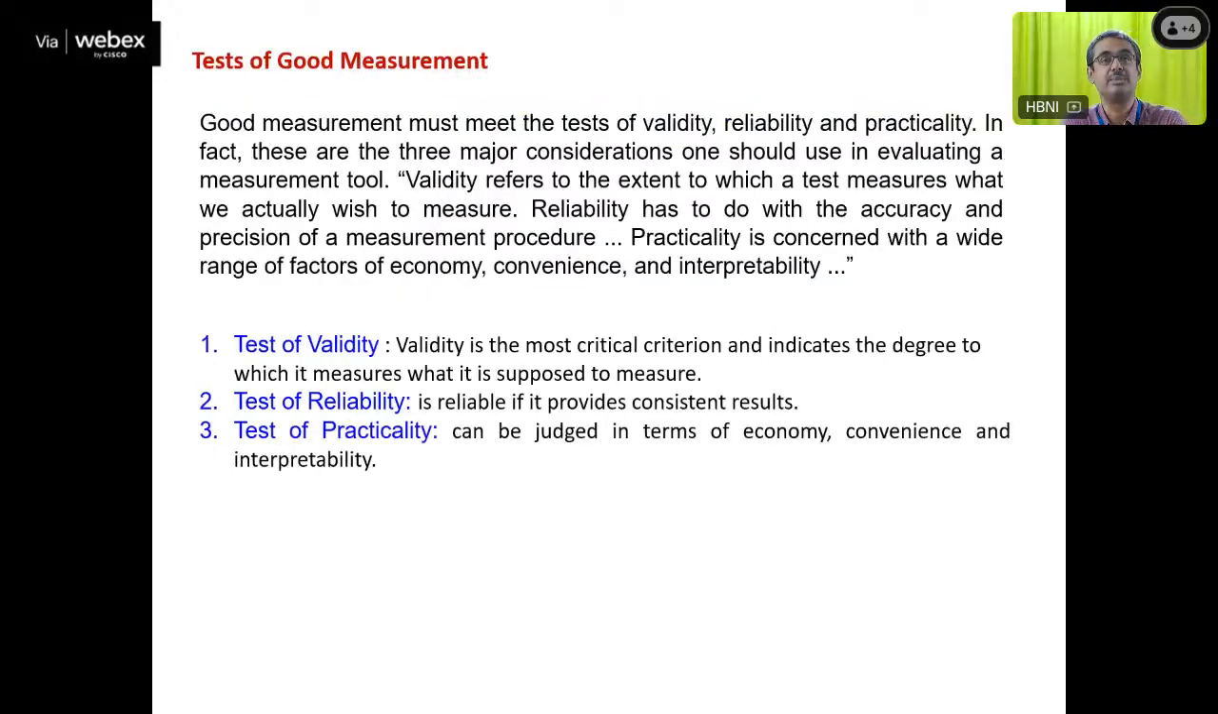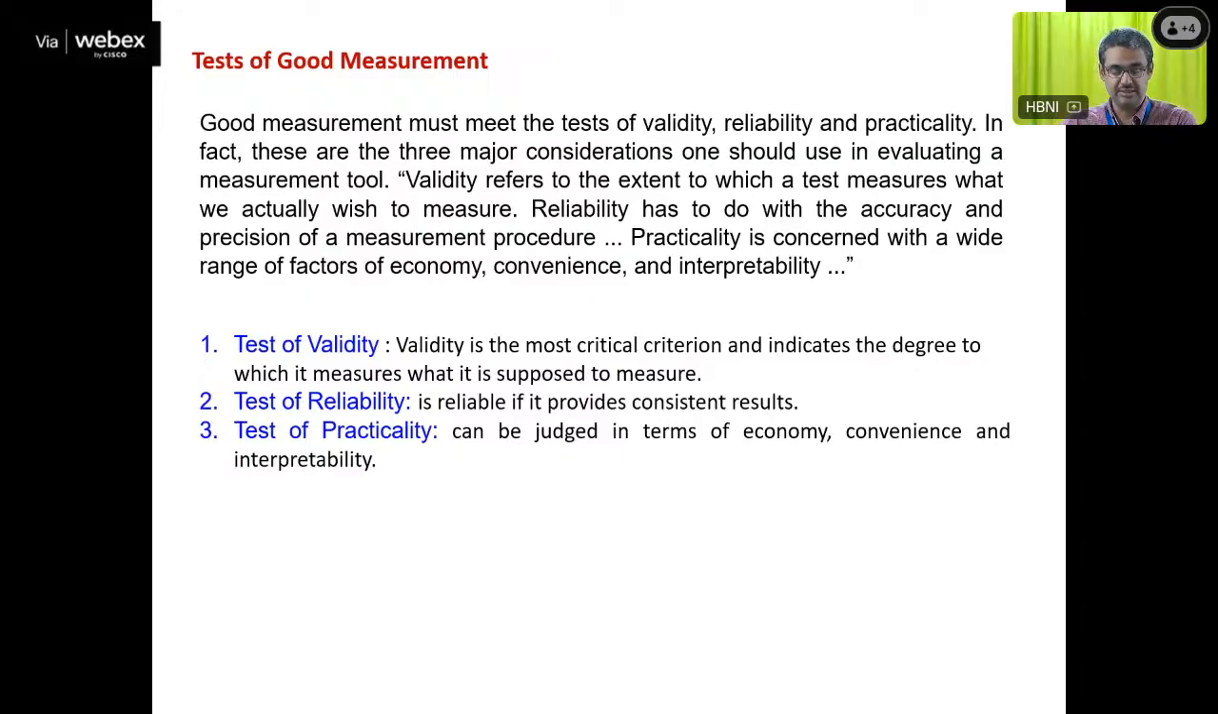What are the tests of good measurements? So you do measurements, how will you test? I think this was done in the other class by Renia Madam: you do a test of validity, test of reliability, test of practicality. So good measurement must meet the tests of validity, reliability, and practicality. In fact, these are the three major considerations one should use in evaluating a measurement tool. Validity refers to the extent to which a test measures what we actually wish to measure. Reliability has to do with the accuracy and precision of a measurement procedure. Practicality is concerned with a wide range of factors of economy, convenience, and interpretability.